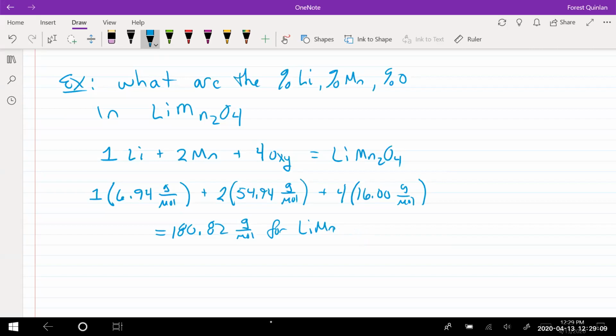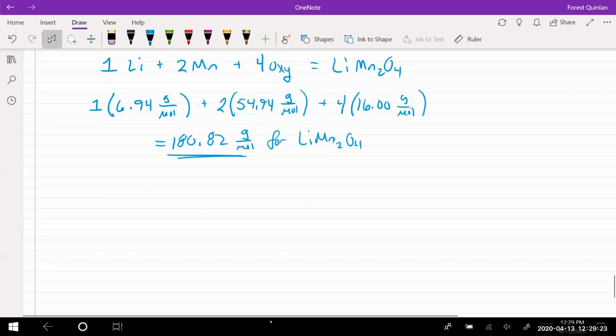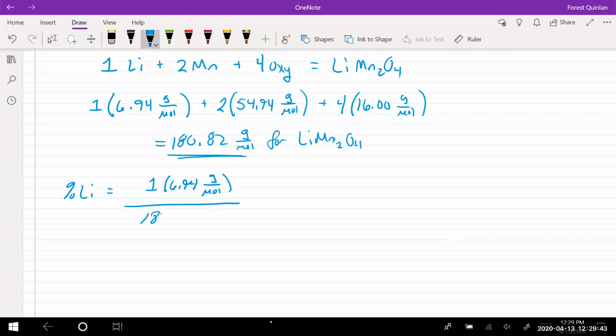I can write better than that. Okay, so that's our total. What I want us to do is to figure out how much of that is lithium, how much of that is manganese, and how much of that is oxygen by mass. And so I'll just say that my percent of lithium is equal to my grams of lithium. Well, there's 1 lithium and it weighs 6.94. So that's 1 times the 6.94 grams per mole all over this total of 180.82 grams per mole, and of course times 100%.